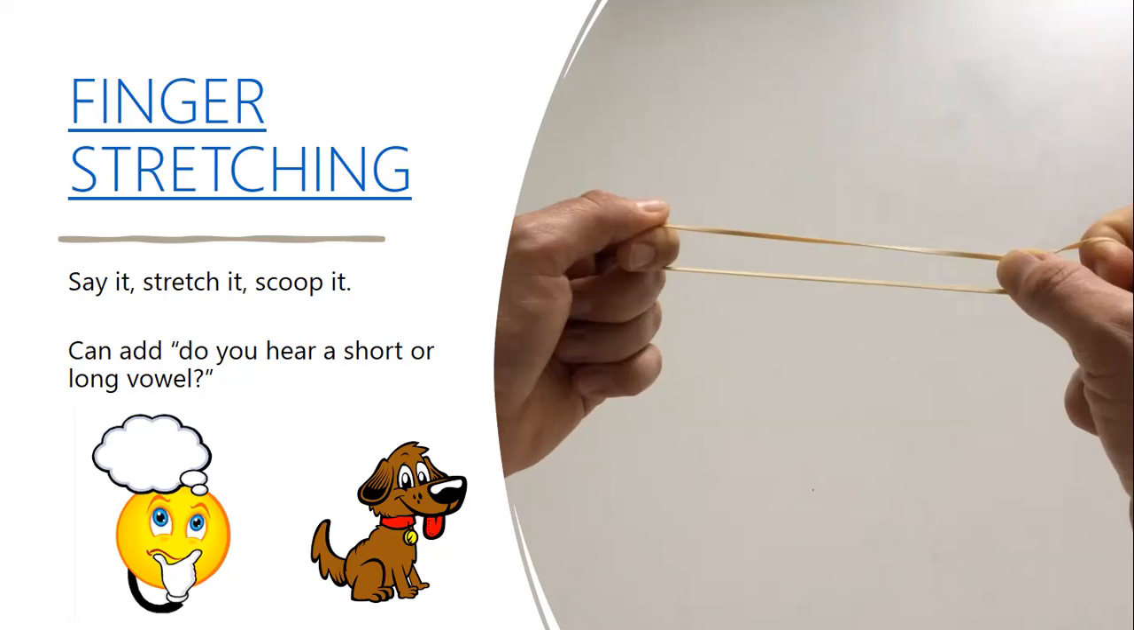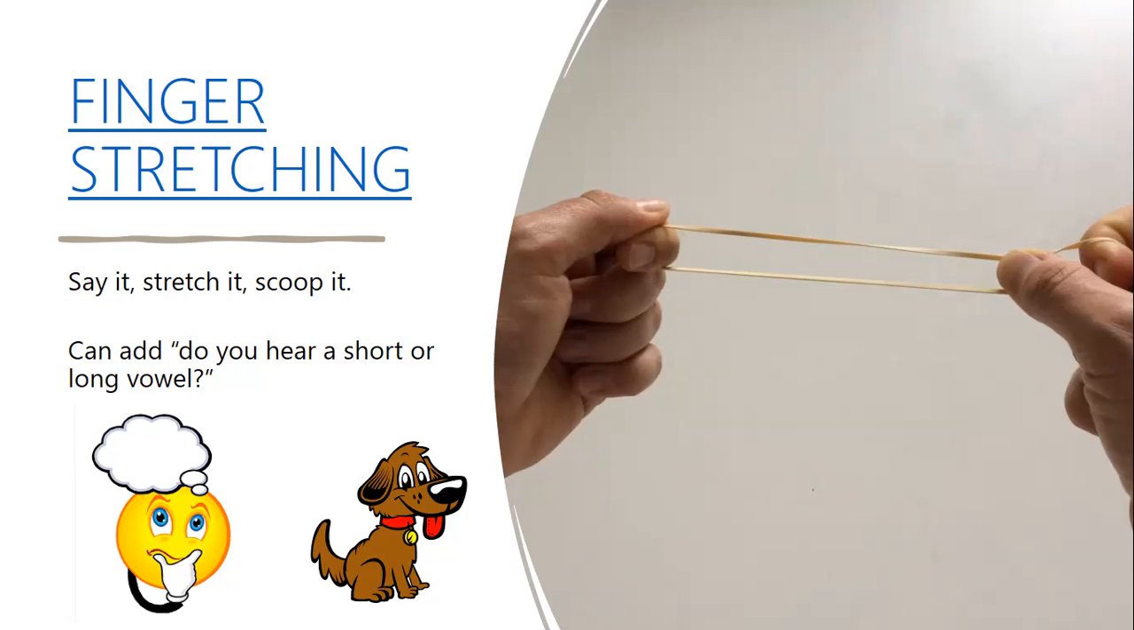So the routine here that they try to teach is say it, stretch it, and scoop it. So you would say a word, like if you give your students the word dog, for example, have them repeat it back to you. And so you know that they heard it right. And then have them stretch it. So what that looks like is d, a, g. So one finger for each sound they hear. And then scoop it. So like scoop it back to their chest and say it again. So d, a, g, dog. And that's an easy example.